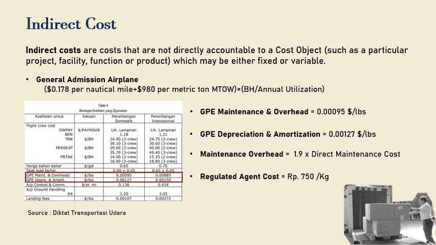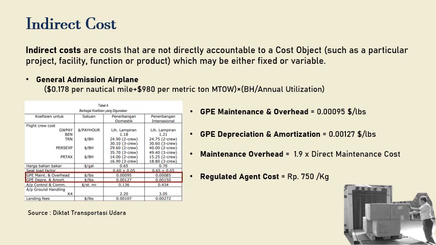Okay, so the next one is the indirect cost. The definition of indirect cost is the costs that are not directly accountable to a cost object, such as a particular project, facility, function, or product, which may be either fixed or variable. So there are 5 aspects that are included in our indirect cost.